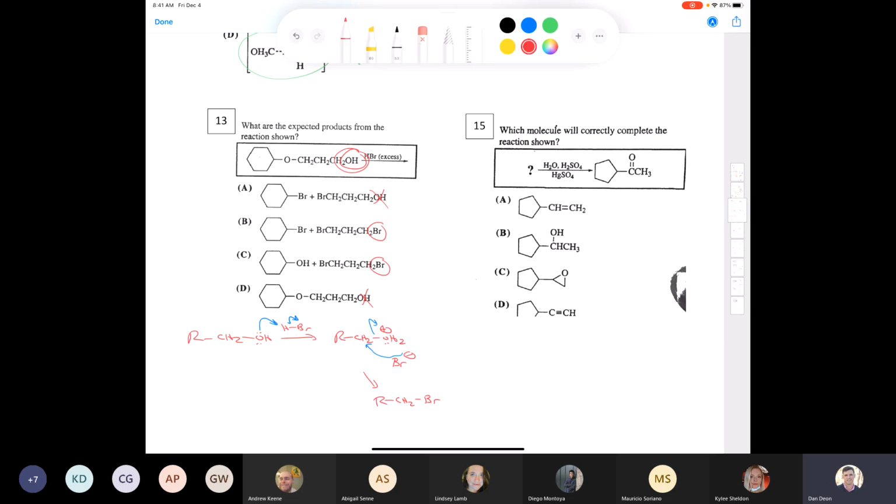But remember that when we have an ether, we're going to break those ether bonds as well when we treat it with HBr. And both of these carbons, if I highlight them in yellow, this carbon and this carbon here, are both going to have a bromine attached to them. And we looked at the mechanism of that. So that would mean the correct answer is this one here.